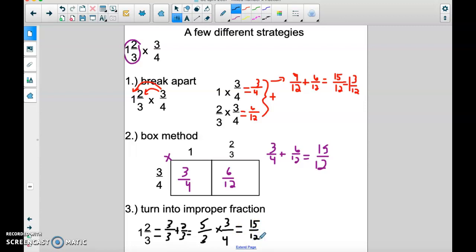So what I would like you to do is think about for a second, what strategy do you think would be best for you? Okay, is it breaking it apart or using the box, or are you like, wow, that improper fraction stuff, that looks real quick? Now, if you're sitting here thinking, yeah, I think I'd like that improper fractions, but I get real confused when I turn a mixed number into an improper fraction, there's a separate video in today's folder that goes through in more detail how to take a mixed number and turn it into an improper fraction. All right. So if you need extra help with that, go for it.